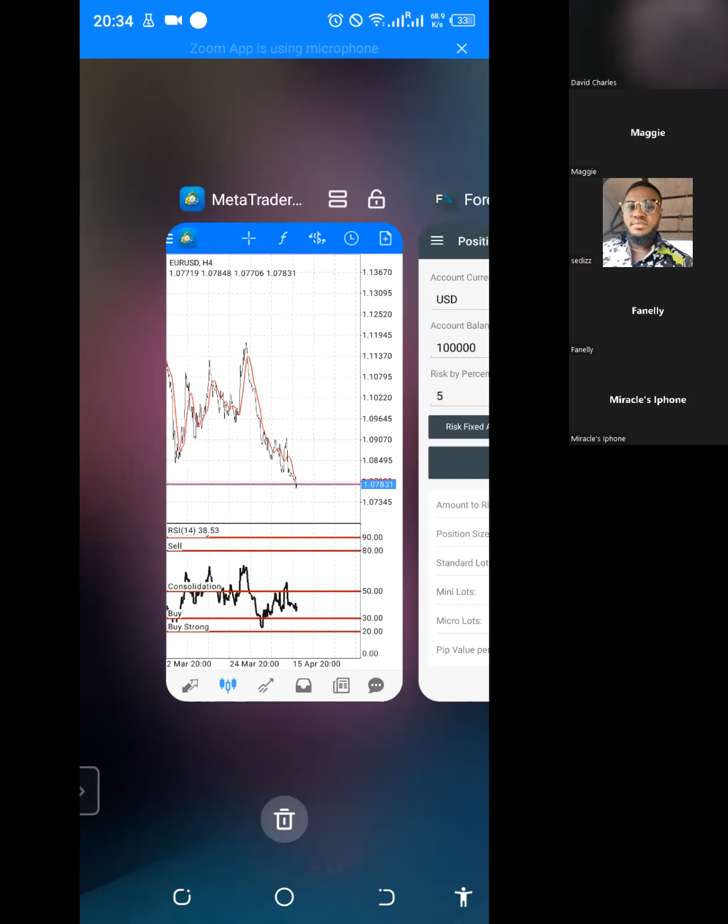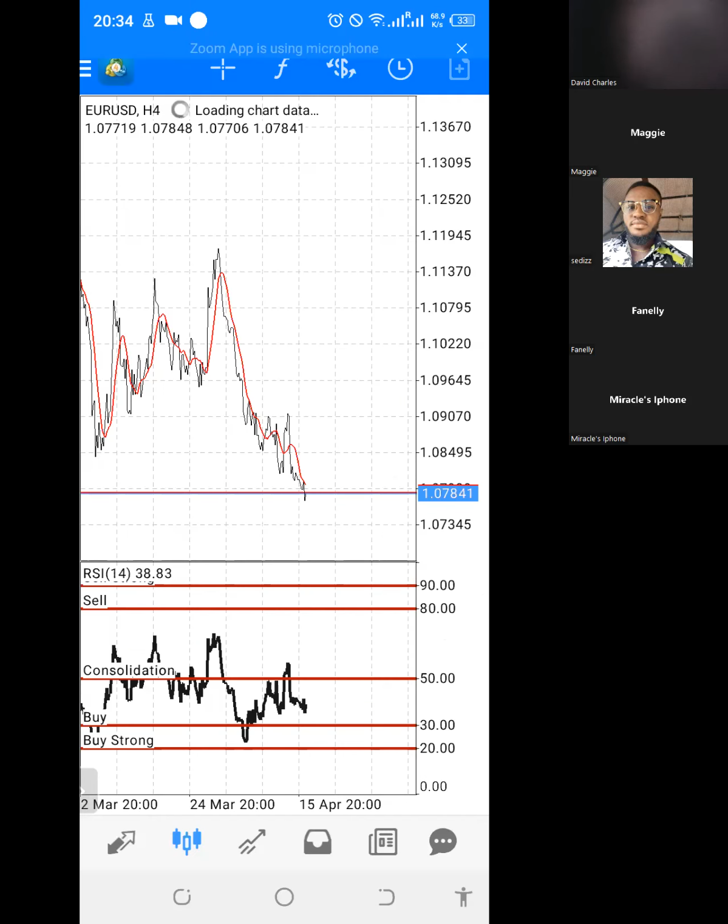Hi guys, are you able to see my screen? Yeah. Yes, sir. Okay, so we are going to start with the issue of, I'm going to explain to you about the margin level, pips, and all those kind of things, right?